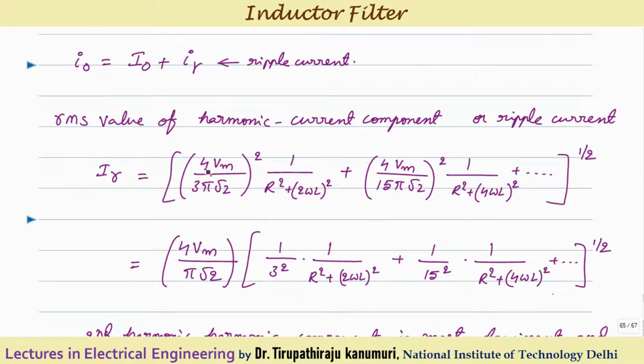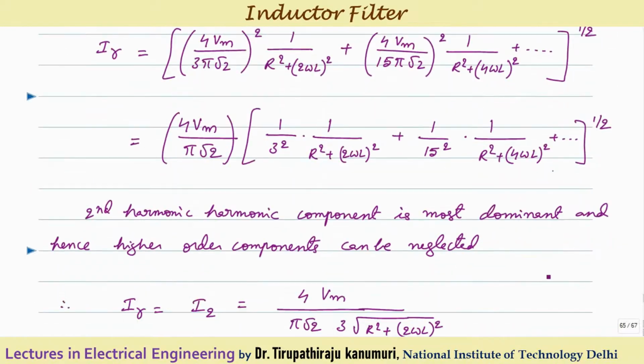So I can calculate my ripple component by taking the square root of the sum of each RMS value squared. So the first one is 4Vm by 3 pi, divided by root 2 to get the RMS value, whole square, into 1 divided by R square plus (2 omega L) square. Plus this is for the fourth one. Similar is the case for higher order harmonics, whole to the power of 1 by 2. This way only we will calculate the RMS value, it is already known. So when you simplify it, you will get 4Vm by pi root 2 into this form.